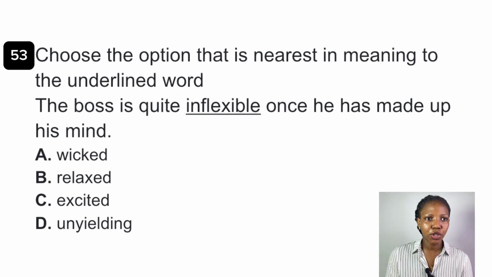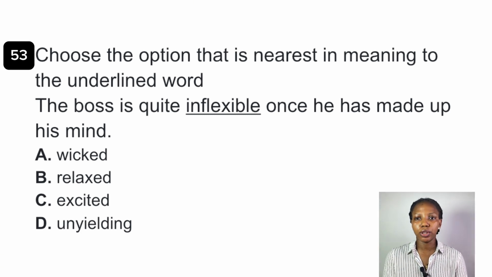Question 53. Choose the option that is nearest in meaning to the underlined word. So this is under synonyms, right? The boss is quite inflexible once he has made up his mind. So inflexible is underlined. Let's use the positive and the negative indicator. Inflexible is negative. Option A, wicked, negative. Option B, relaxed, positive. Option C, excited, positive. Option D, unyielding.